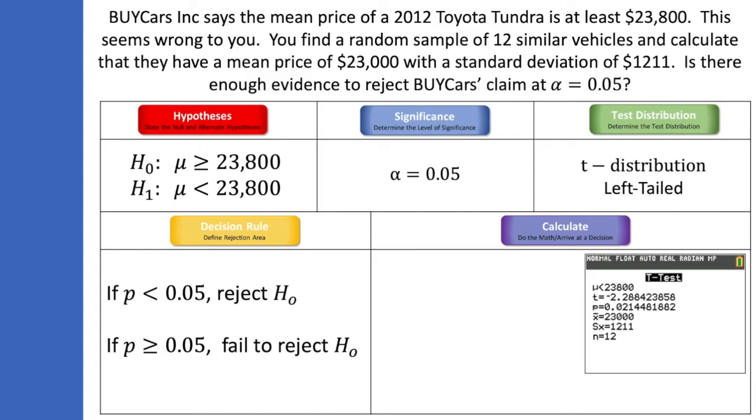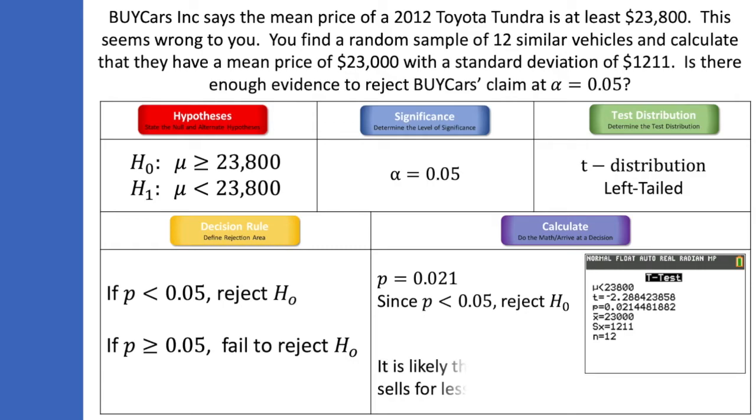Now we can compare that to our decision rule. We've got p equals 0.02, that's less than 0.05, so we're going to reject the null, which means that it's likely that the Toyota sells for less than $23,800.